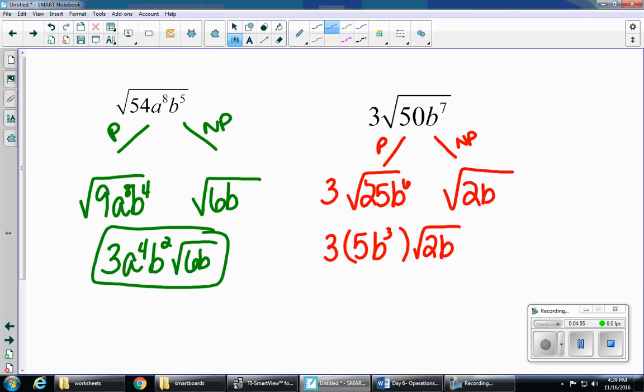Last step, multiply those 2 pieces together. 3 times 5b cubed gives us 15b cubed, and I have the square root of 2b still there.